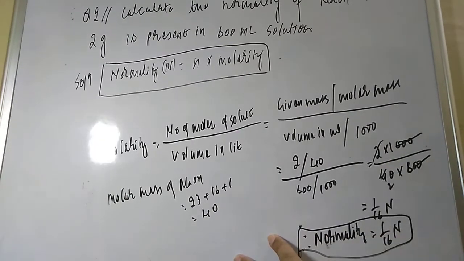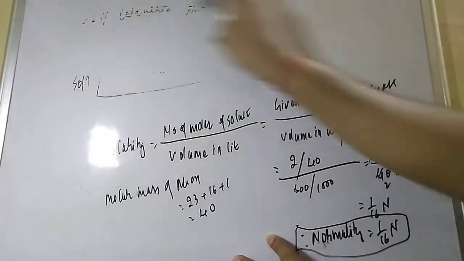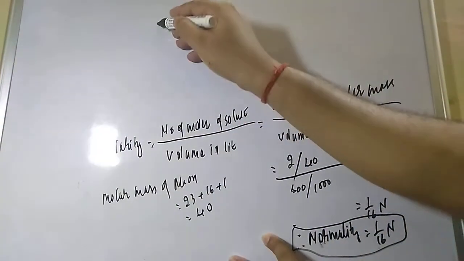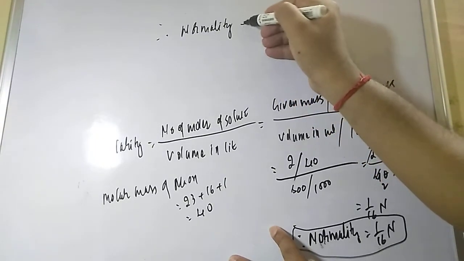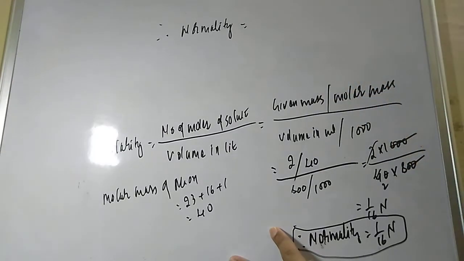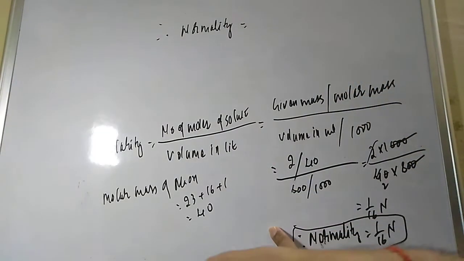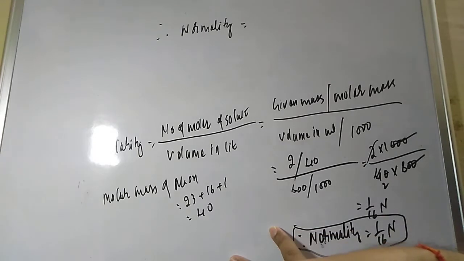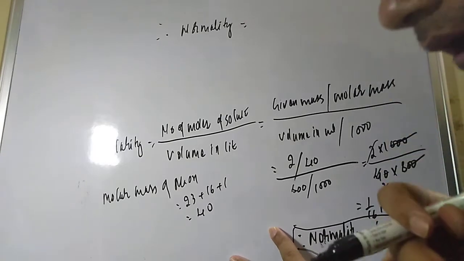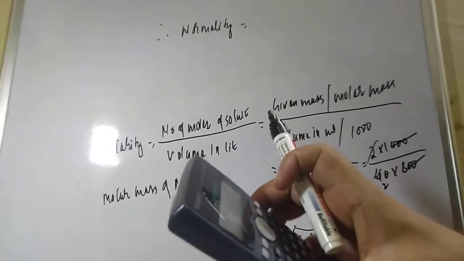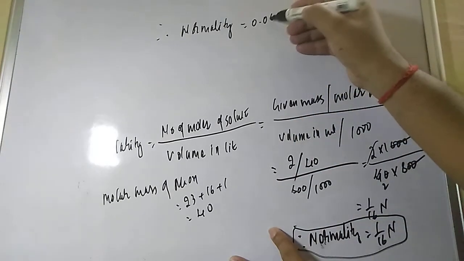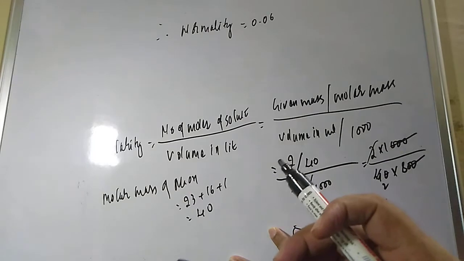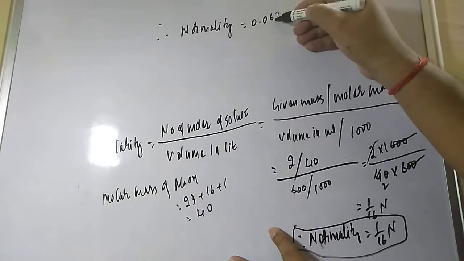Now student, this is the fractional answer. If you want to give the decimal answer, you can write the normality is equal to 1 divided by 16. Let us see, how much is coming? It is coming 0.0625.